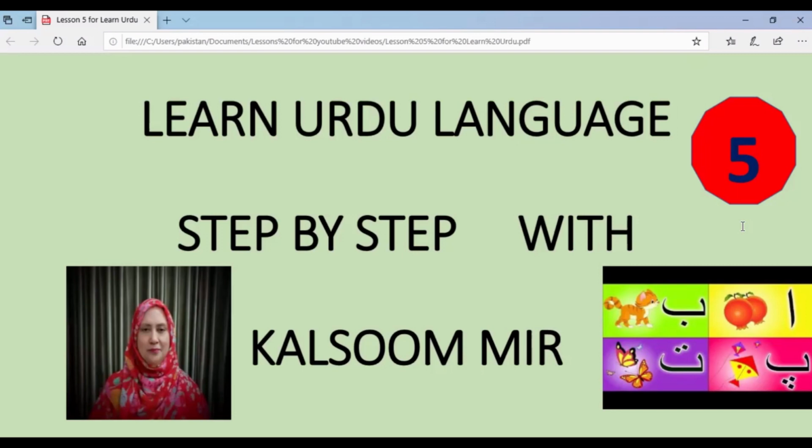This is our fifth lesson. In this lesson, you will learn about short shapes of Haruf Tahajji and a few Arabs. Short shapes always come in the beginning or in the middle of the words while joining alphabets and making words. In the end of the words, always come full letters. Now let us start our today's lesson.